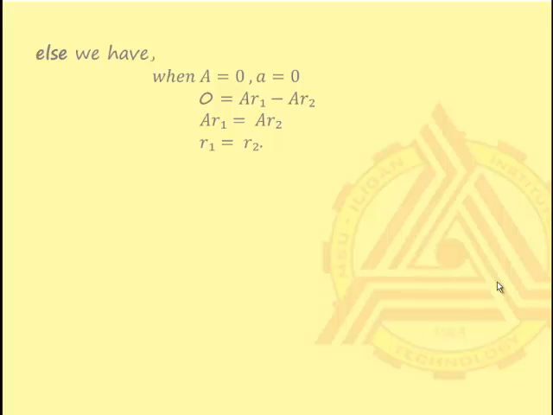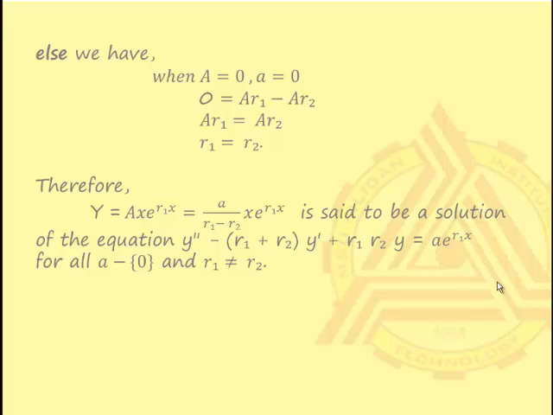and substituting the value, we get R1 is equal to R2, which is a contradiction to our assumption. Therefore, by proof of contradiction, we can say that y is equal to a x e to the power of r1x is equal to a over r1 minus r2 x e to the power of r1x is a solution of the equation y double prime minus quantity r1 plus r2 y prime plus r1 r2 y is equal to a e to the power of r1x for all a except 0 and r1 not equal to r2.